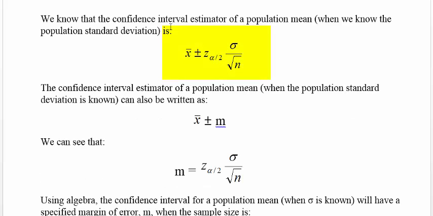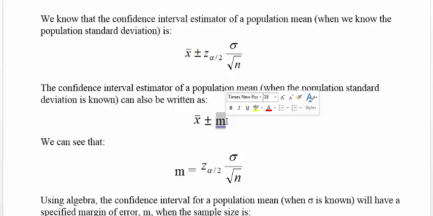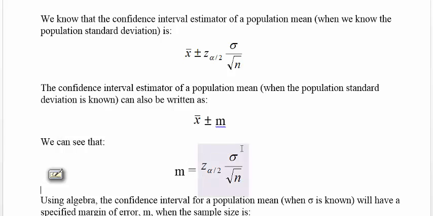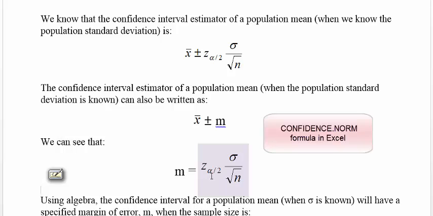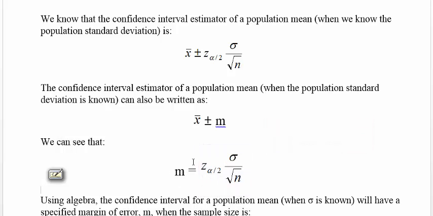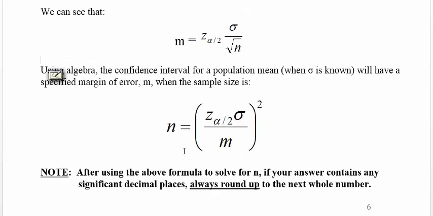We've looked at this formula before for the confidence interval, a point estimate plus or minus this margin of error. Margin of error we use as M. So M, my margin of error, equals this Z alpha over 2 sigma over square root n. This is what Excel calculates for us with the confidence.norm formula. With this equation, using algebra to solve for n, I get this formula. This will tell me my required sample size to get a narrow confidence interval within a specific margin of error. I'll show you how to use it.